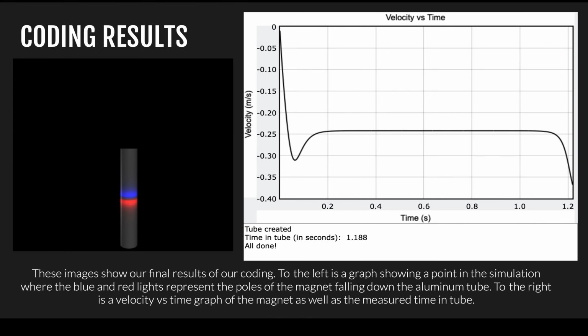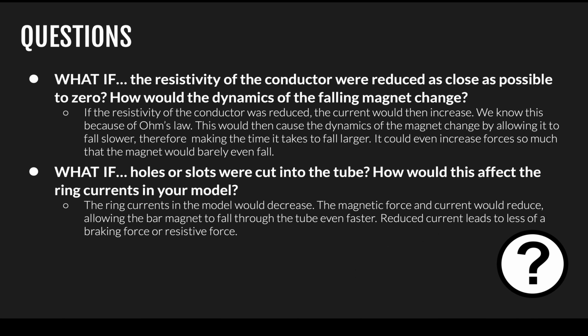So these are our results visually. We found, first it popped up with the current rings falling down the magnet or the aluminum tube, and then we have our velocity versus time graph, as well as that time and tube down at the bottom.